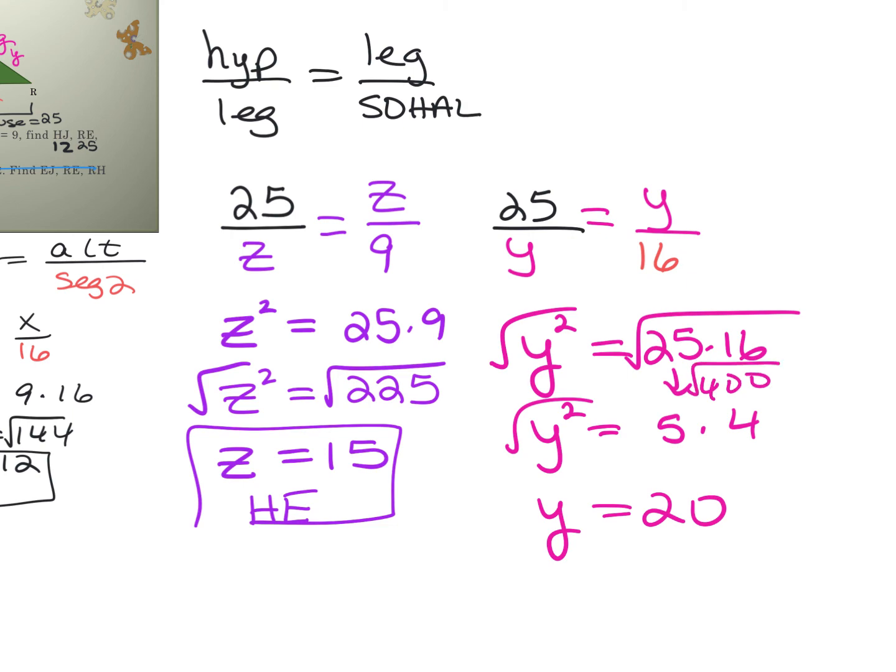And Y, which is the RH, the other leg. And now I've found all the pieces of my triangle. Now I'm going to do part B, doing the exact same proportions and find the missing pieces of the triangle.